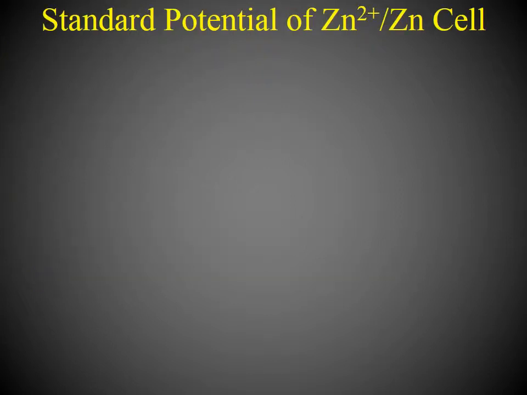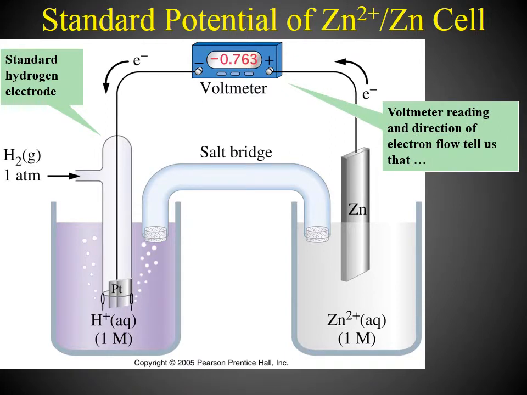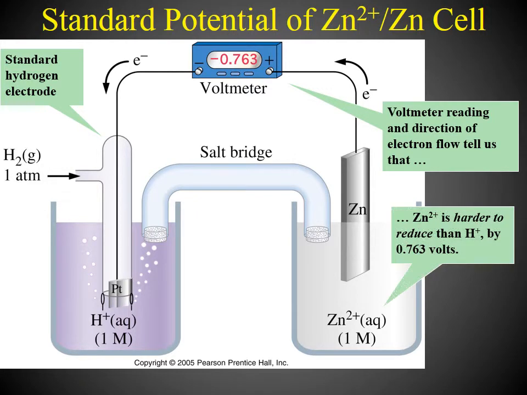On the other hand, when we hook up a zinc cell to the SHE cell, we notice that the electron flow moves the other way, meaning that the zinc is being oxidized in this case, and then the hydrogen ion in the SHE cell is being converted to hydrogen gas because it's being reduced. Okay, so this means that the zinc 2 ion is harder to reduce than hydrogen ion by a value of 0.763 volts.